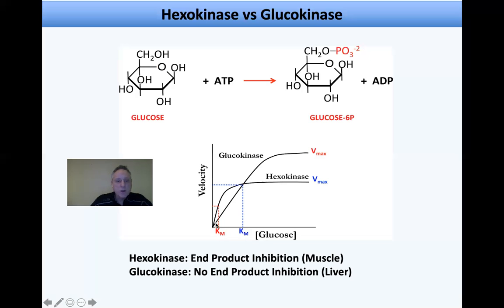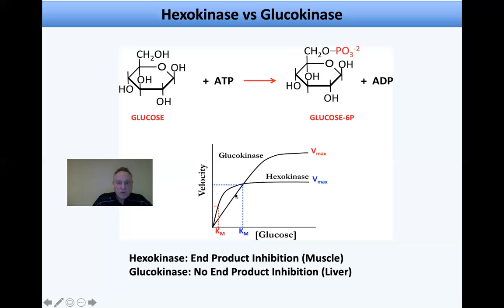So the skeletal muscle isoform has a really high affinity, but it saturates super fast. And once it saturates, there's end product inhibition. That is, if you build up glucose 6-phosphate in a muscle cell, it'll prevent hexokinase from further catalyzing the conversion of glucose to glucose 6-phosphate. As a consequence, any new glucose that arrives in the skeletal muscle will not be phosphorylated, and it'll leave back into the bloodstream, circulate, and it'll end up in the liver.